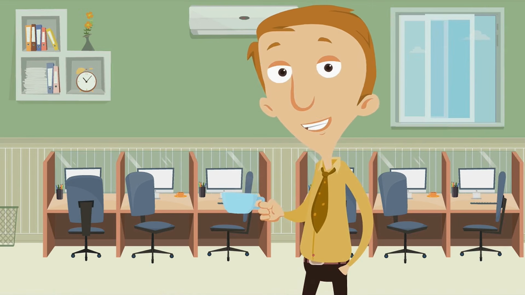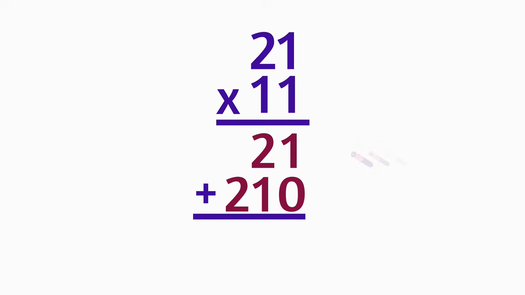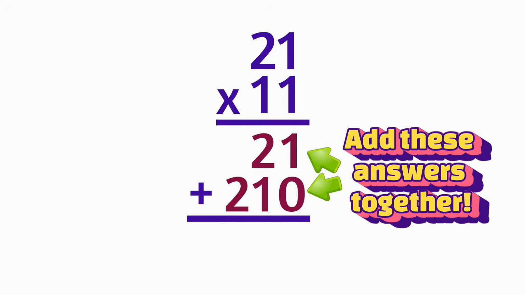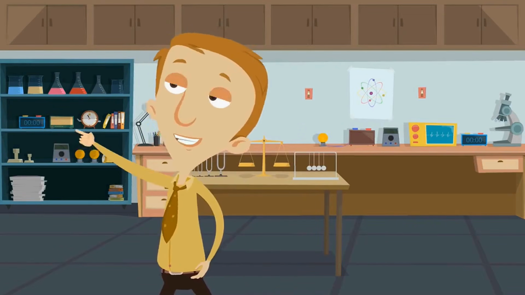Great job. Remember, when we multiply double-digit numbers by double-digit numbers, we cover this digit here and multiply the ones and then the tens. Then we cover the digit here in the ones place. Don't forget the placeholder 0. Then multiply by this digit in the tens place, starting with the ones and then the tens. Finally, just add these answers together, and that's it. Now you know how to multiply large numbers.